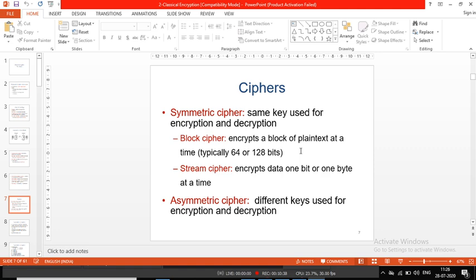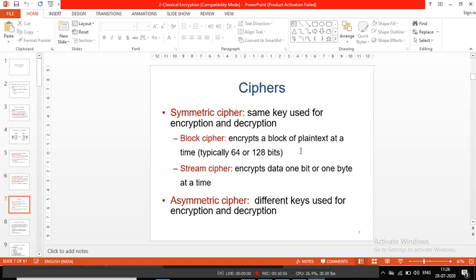In symmetric key, we have two types again. One is block cipher, another one is stream cipher. So what is called a stream cipher and what is called a block cipher? We can explain that further with an example. So just keep it in mind: we have two types, stream cipher and block cipher.